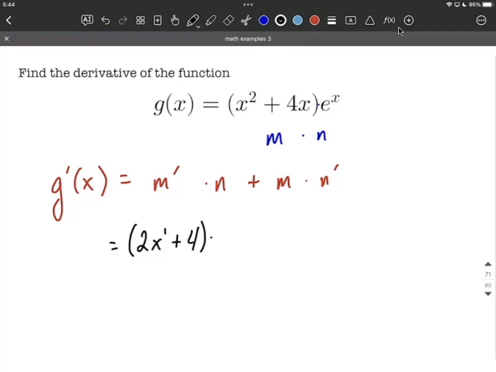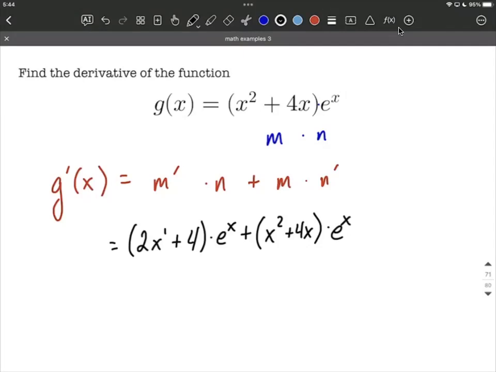Now we just copy down e to the x, which is our n function. Plus, next we copy down the set of parentheses, our m function, so x squared plus 4x. Then we multiply that by the derivative of e to the x. The derivative of e to the x also happens to be just plain old e to the x.